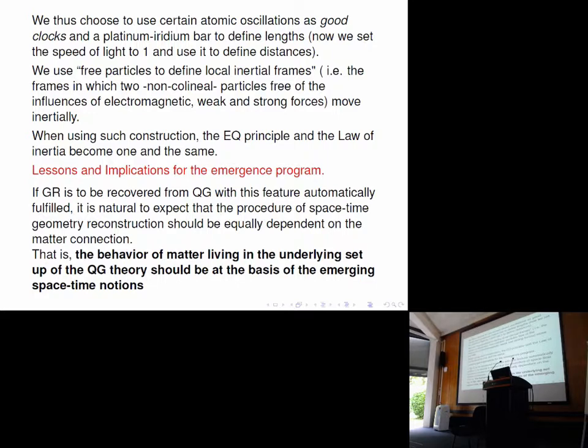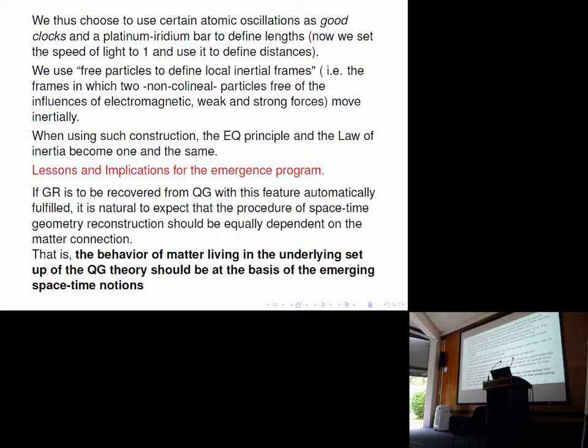And then we use free particles, that is, particles that are free of electromagnetic, weak and strong interactions, to determine what is an inertial frame. Basically, one considers the issue of how you obtain an inertial frame. You take two non-collinearly moving particles that are free. You adjust yourself to move in such a way that you see these two particles moving inertially, and then the law of inertia is simply the statement that all other particles, when viewed from that particular frame, also move inertially.